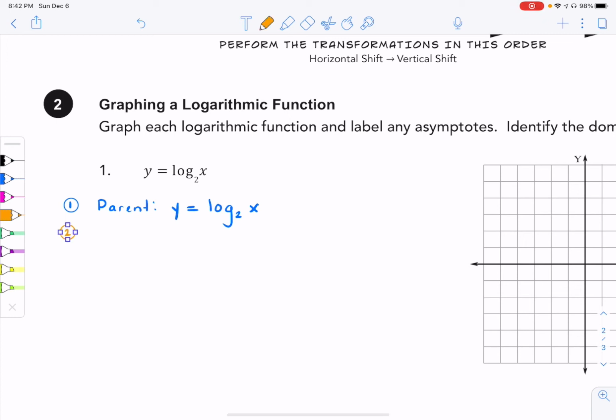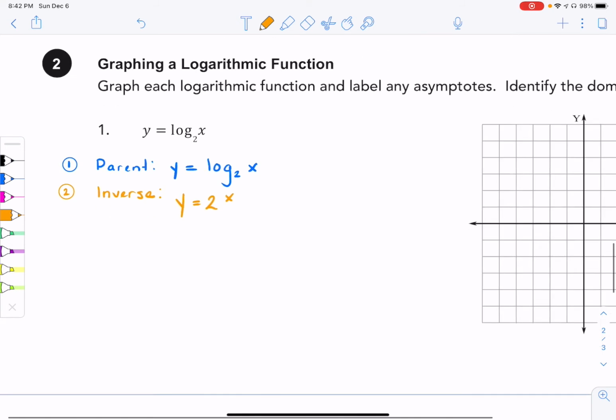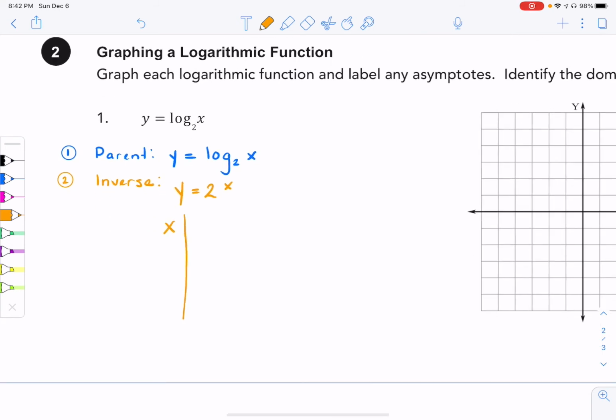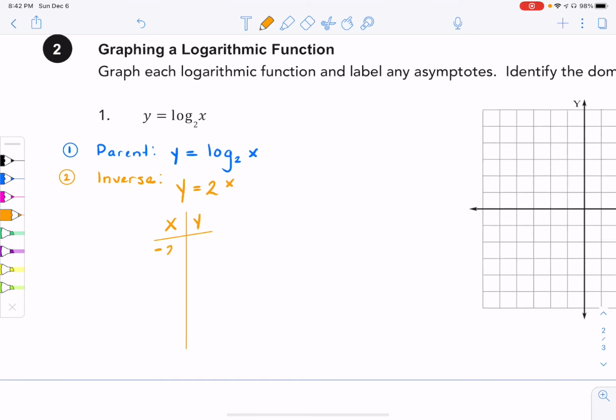Step 2 is to find the inverse and to make a table of values. The inverse is y equals 2 to the power of x. So I'm going to make the table of values for the exponential function, which we've already graphed. So hopefully you remember when we were graphing exponentials, we tested values -2, -1, 0, 1, and 2. 2 to the power of -2 was 1/4. 2 to the power of -1 was 1/2. 2 to the power of 0 is 1. 2 to the power of 1 is 2. And 2 to the power of 2 is 4.